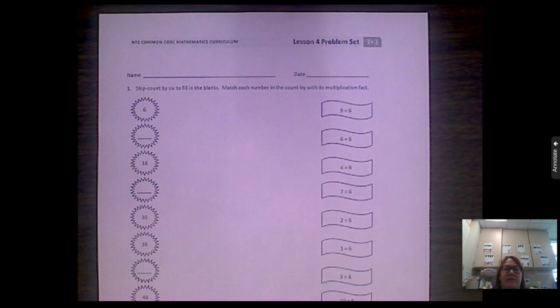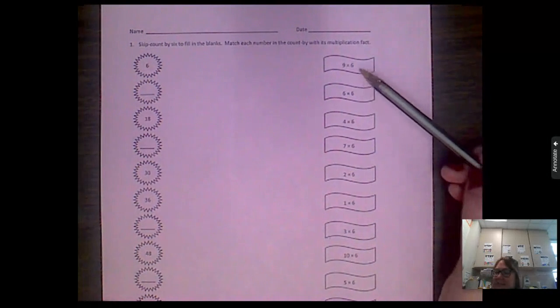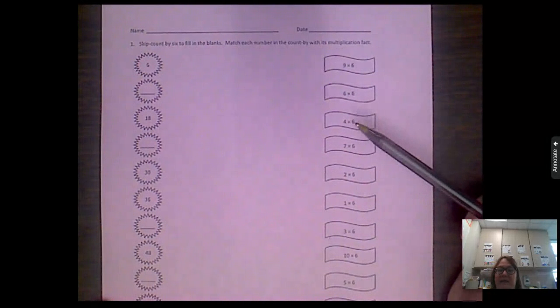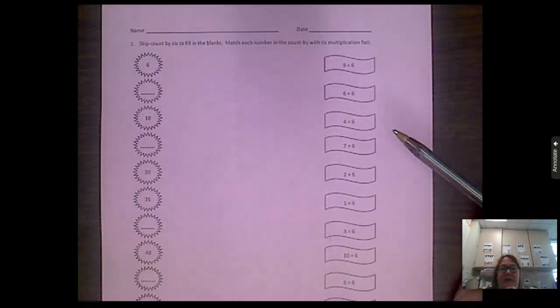It was not on my slide to print off for some reason today, but if you look at our problem set for today, especially at this side over here, what do you see? What do all of these equations have in common? We are multiplying by 6, right? So our I can statement for today is I can multiply by 6, and I can count by 6.